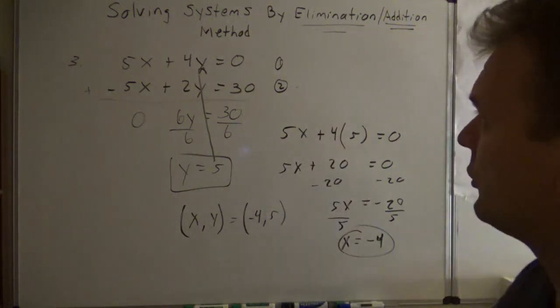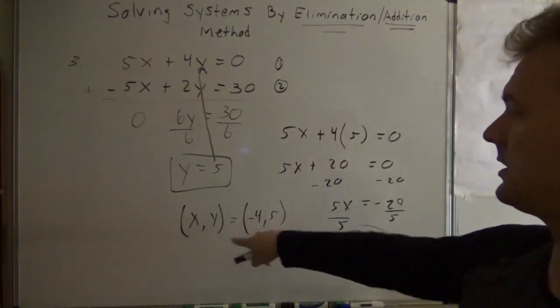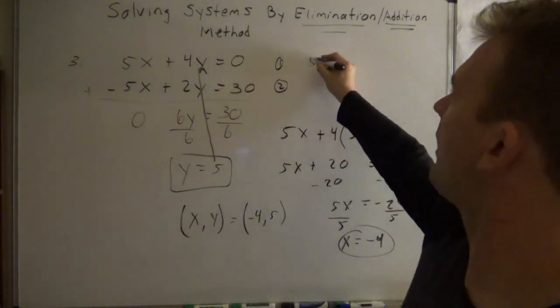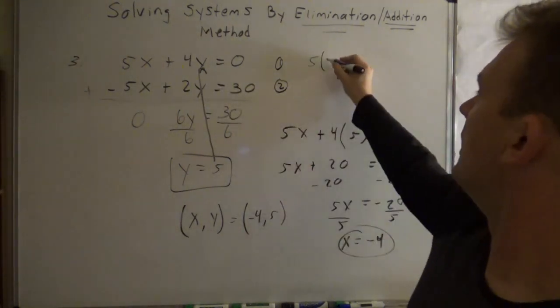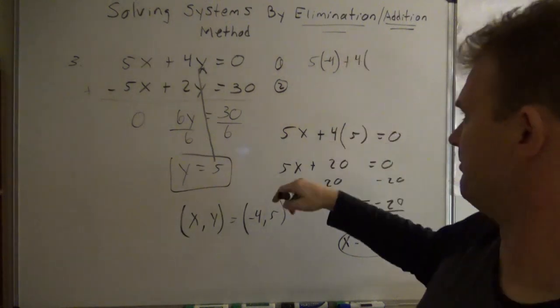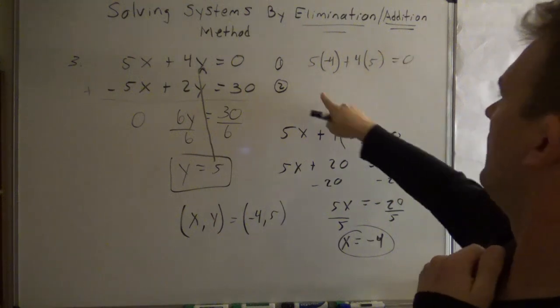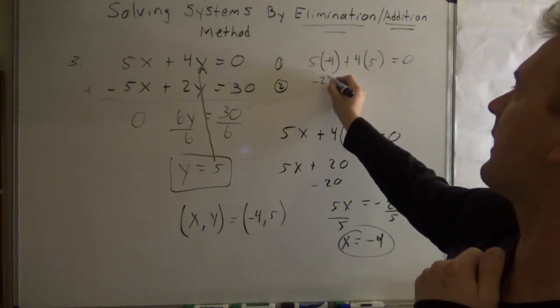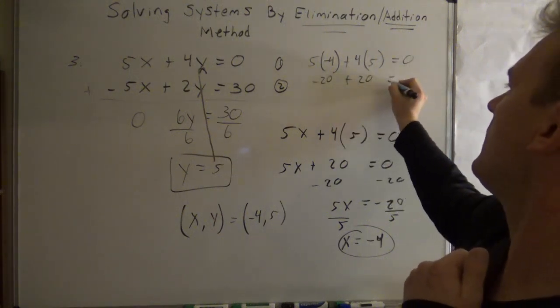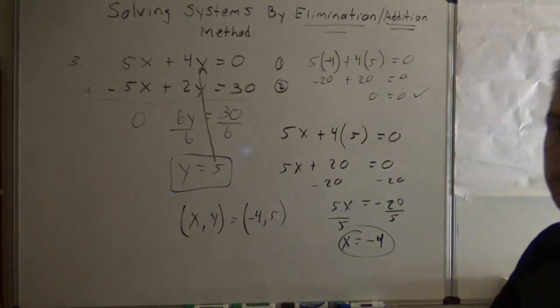Let's see if it holds true. So what I'm going to do, look at number 1. Plug these two values in there. So I have 5 times -4 plus 4 times y, which is 5 equals 0. Well, that's -20 plus 20 equals 0. 0 equals 0. You're done.